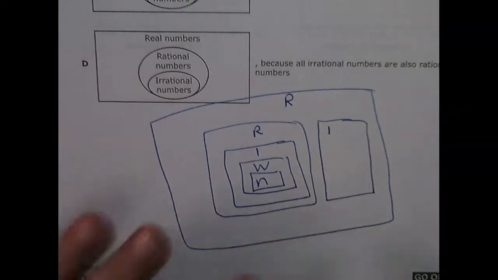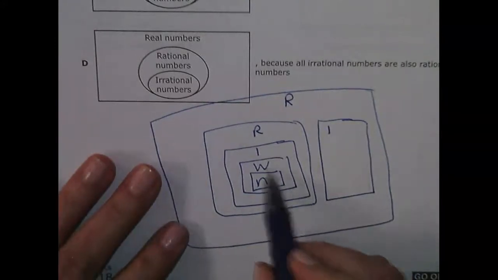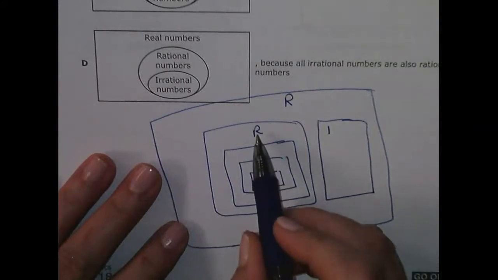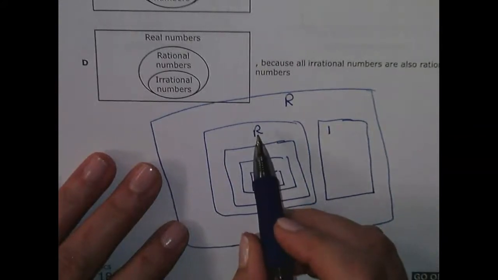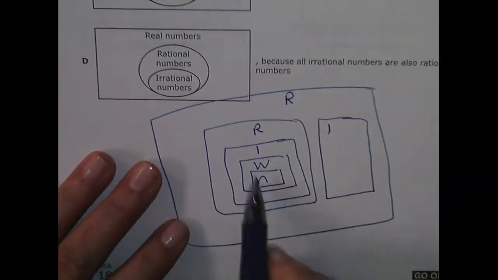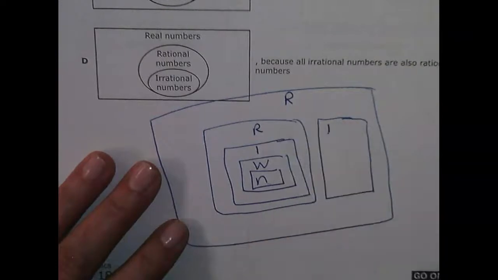And by the way, if you wanted to read these, all natural numbers are whole numbers. All whole numbers are integers. All integers are rational. And by the way, all of these numbers are real. By the way, so is irrational. Natural, whole, integer, rational, irrational, real.